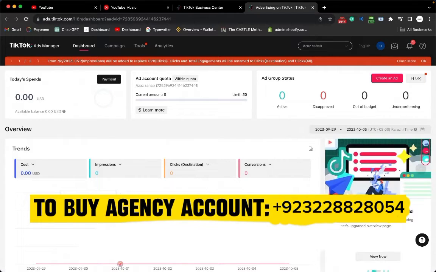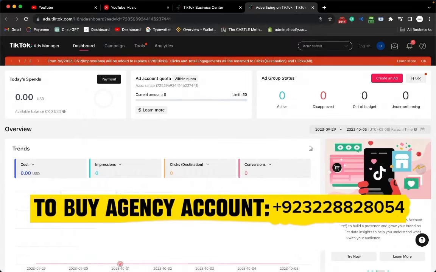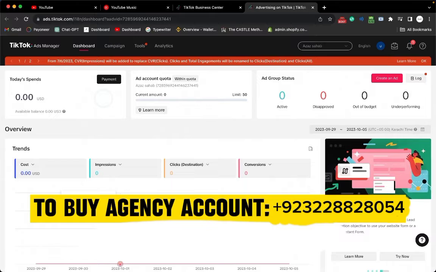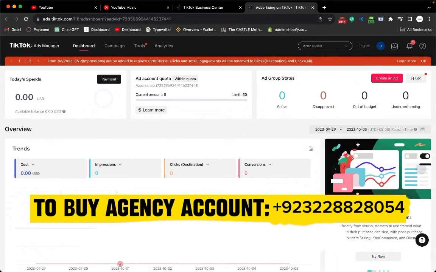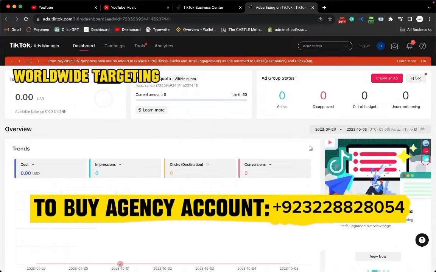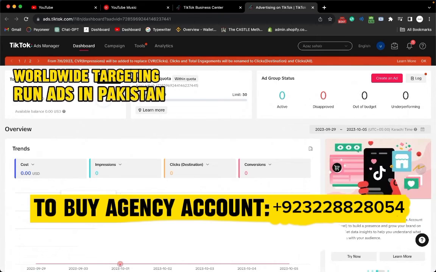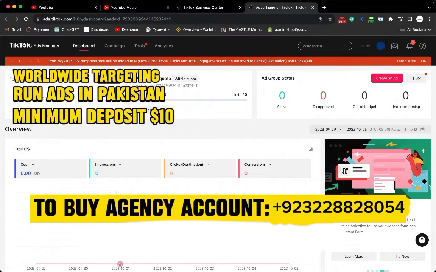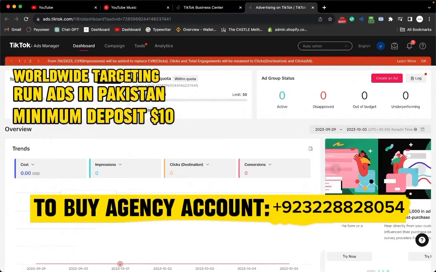I will tell you the features of our agency. It does worldwide targeting and you can also run ads in Pakistan. The minimum deposit will be $10, not $50. The second thing is that you can add instant payment from your card. You can add payment from any Visa card or from PayPal.